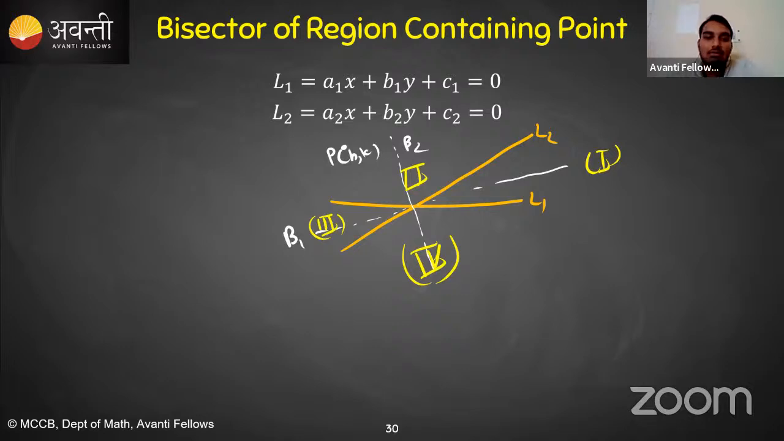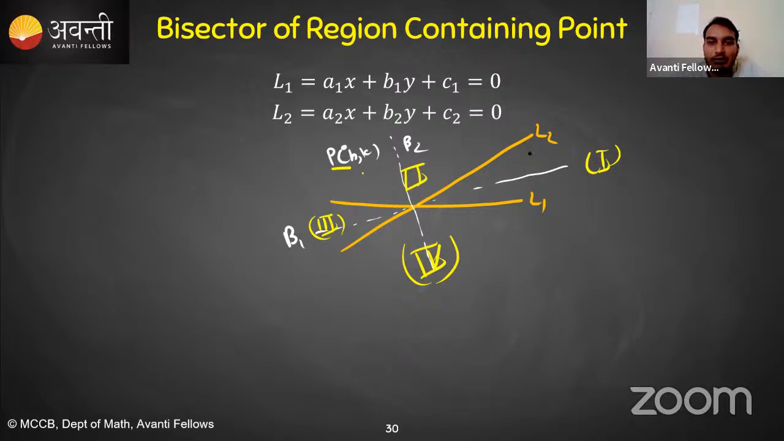Yes or no? So if I ask you, my point P, (h, k), is lying on this second region, tell me which bisector corresponds to that point. Means if my point P is lying on the second region, which bisector is bisecting my second region? That is what the question may ask. So first of all you have to find which region the point P is lying on, and corresponding to that, whether it is bisector 1 or bisector 2. Is this clear? The problem statement is clear: the bisector of the region containing the point.